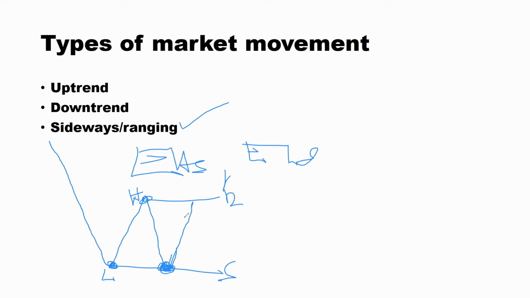At resistance, we expect sellers to come in. Now, the moment sellers overpower buyers at this point and push the market back down, it means that the market first made a low, made a high, came back, made equal lows, right? Why equal lows? Because this low is almost at the same level.